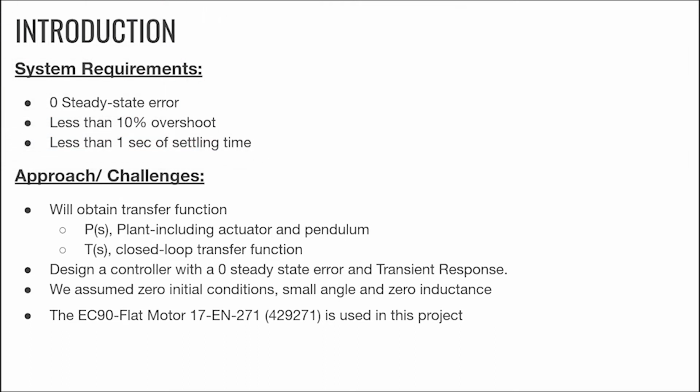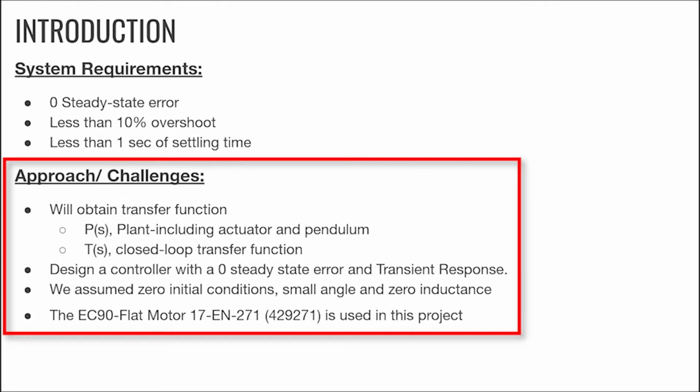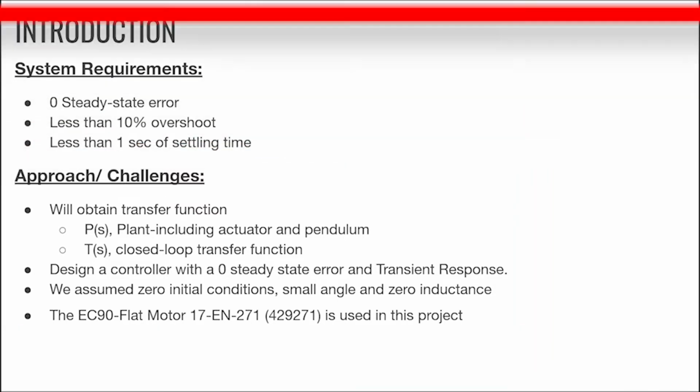Our approach and challenges include obtaining the transfer functions P(s) for the plant, including the actuator and pendulum, as well as T(s) for the closed-loop transfer function system. Design a controller with 0 steady-state error and transient response. We assume 0 initial conditions, small angle approximation, and 0 inductance. We chose the EC90 flat brushless motor for this project.